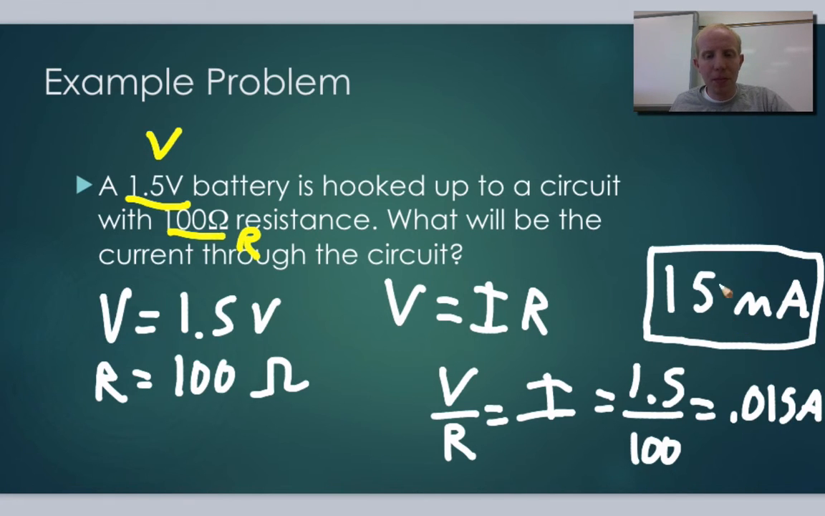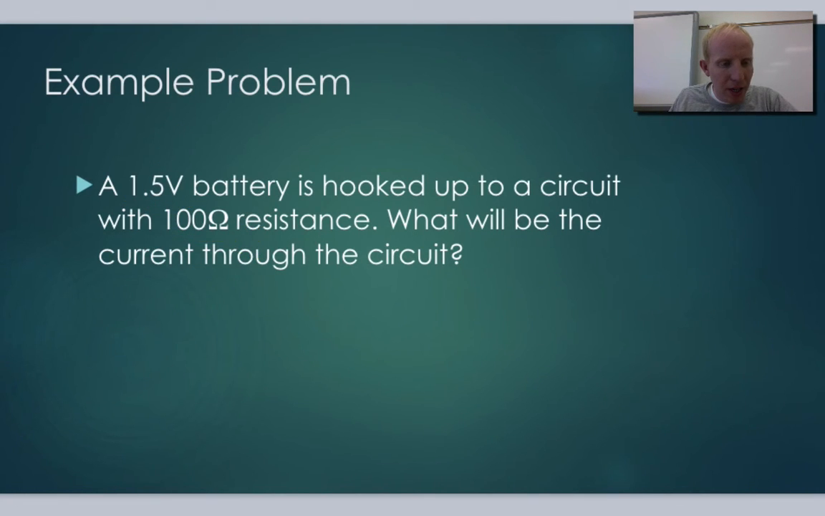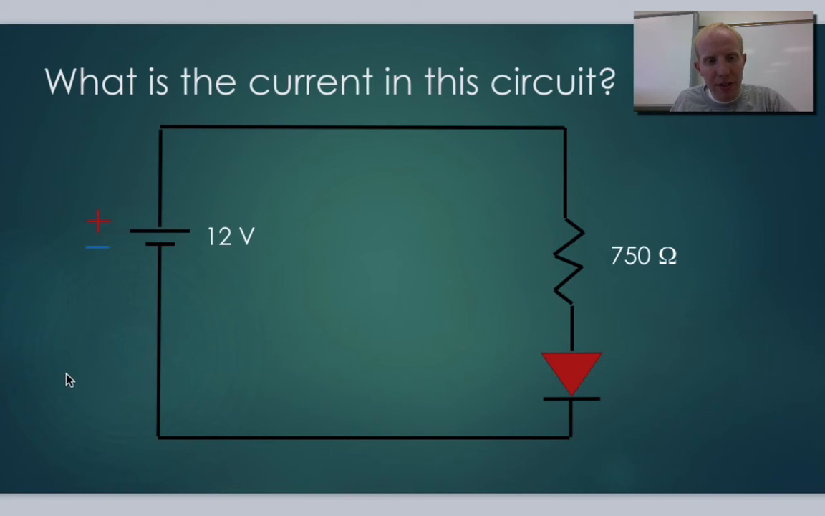All right, let's do one more just to make sure we got this down. Let's say this is our actual circuit that we built in class. It's got 12 volts across the circuit, and it has a resistance of 750 ohms with the resistor and the load on it. So what would the current be? Go ahead and try this on your own really quick to make sure you got it down.